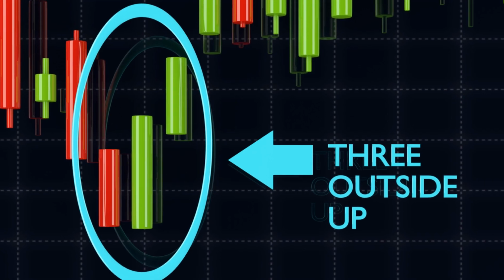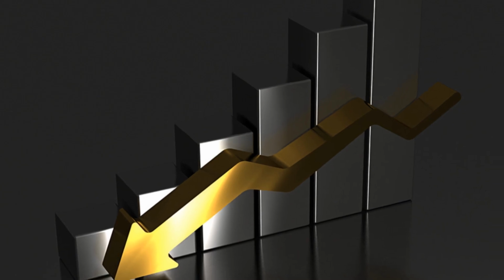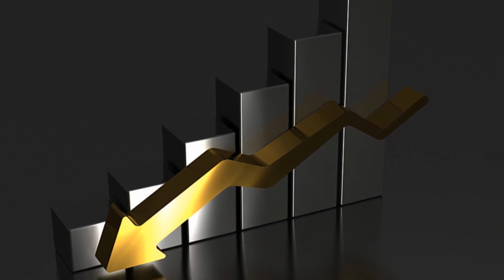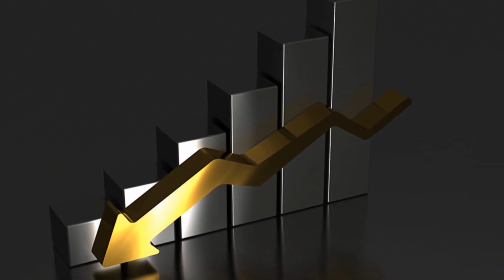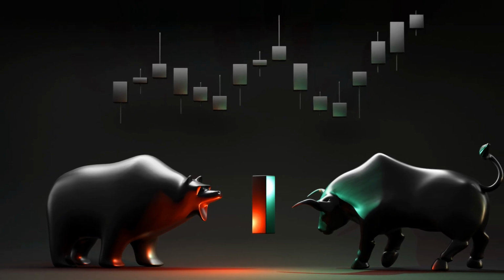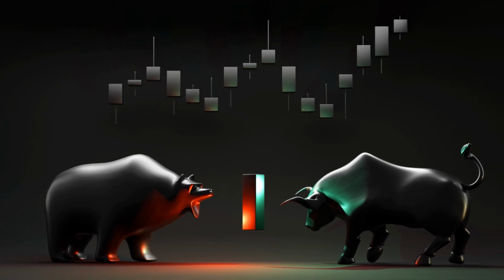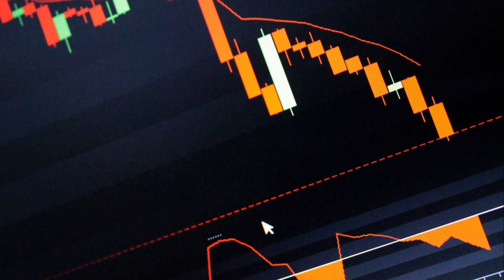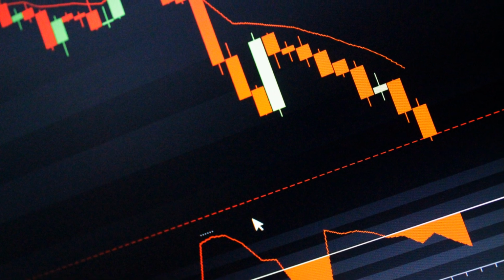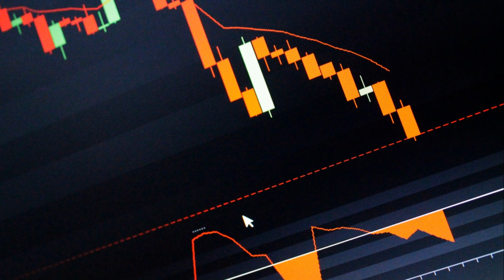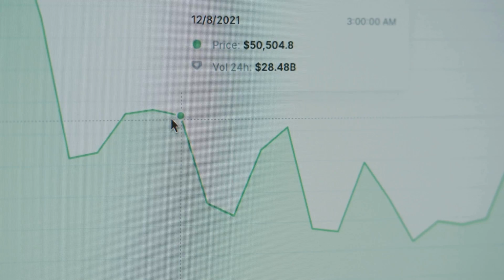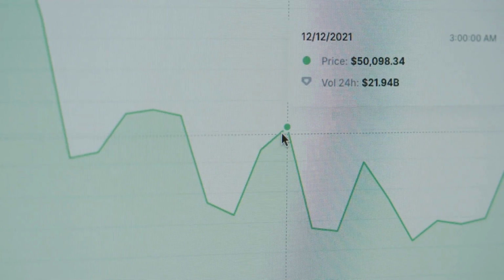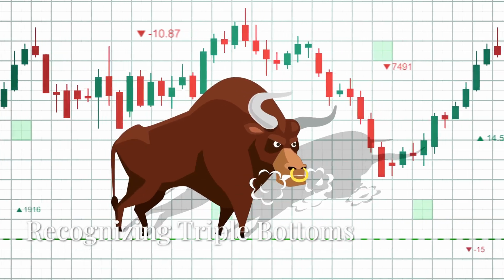Now, why is this significant? Well, this repeated failure to break through the resistance level indicates that the sellers are stepping in with force, pushing the price back down. It's like a tug of war where the bears are finally overpowering the bulls. The triple top pattern is a strong bearish signal, suggesting that the uptrend is losing steam and a potential reversal is on the horizon. Keep your eyes peeled for this pattern, especially after a prolonged uptrend, as it could save you from some hefty losses.